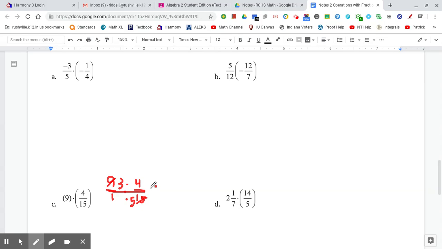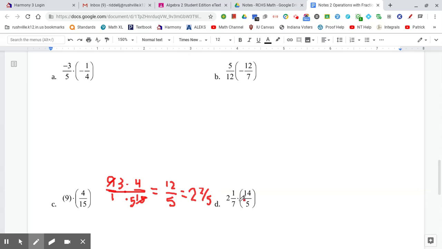And now I go back to my rules of multiplication, which means I multiply the tops. So 3 times 4 will give me 12, and 1 times 5 will give me 5. Once again, my answer is positive because I took a positive times a positive. Now that is the improper fraction 12 over 5, so I can keep it as the improper fraction, or I can turn that into the mixed number. 5 goes into 12 2 times without going over. 5 times 2 is 10, remainder of 2 to get to 12. So that would give me 2 and 2/5.